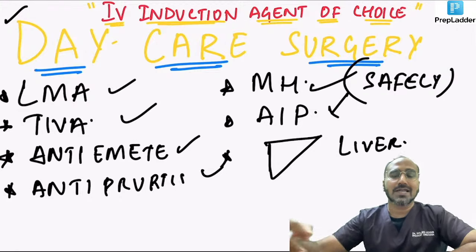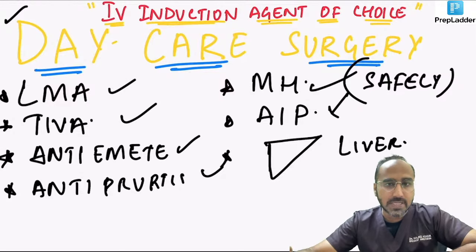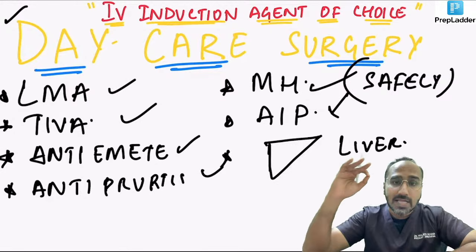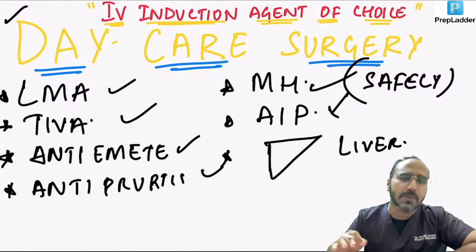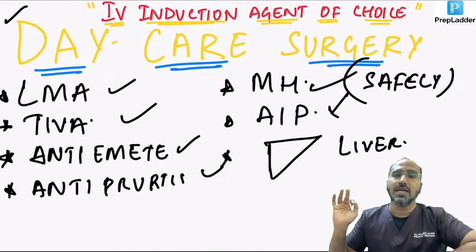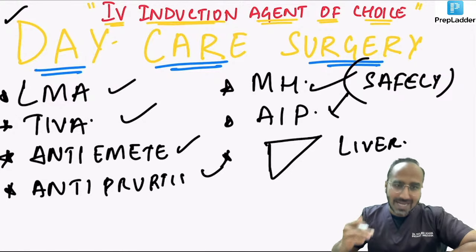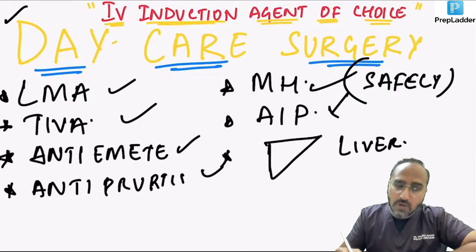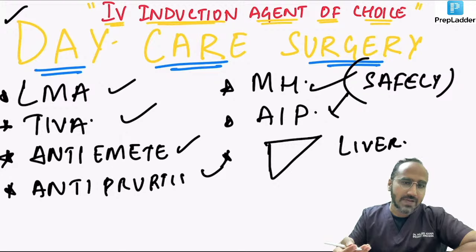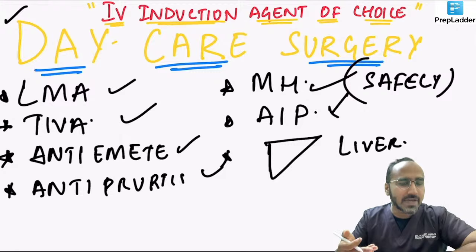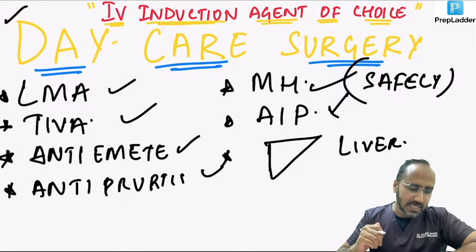Remember, propofol is regarded as the IV induction agent of choice for daycare surgery. When I am talking about daycare surgery, all the MCQ points of propofol are related to daycare surgery. In daycare surgery, you will put LMA. In daycare surgery, you will go for TIVA. TIVA is total intravenous anesthesia. Giving general anesthesia with IV agents without inhalational agents is called TIVA.